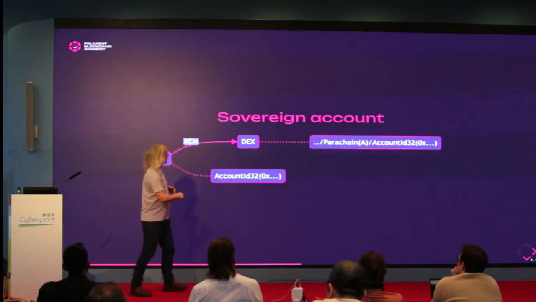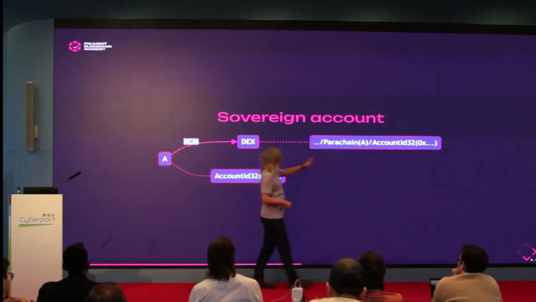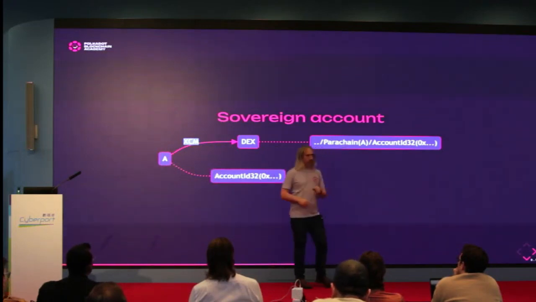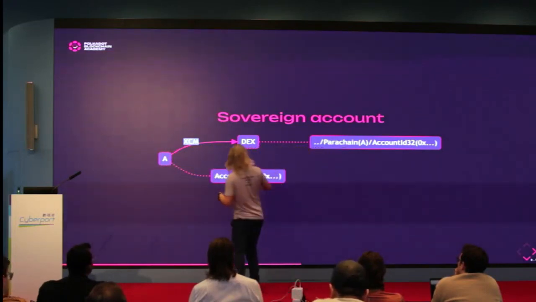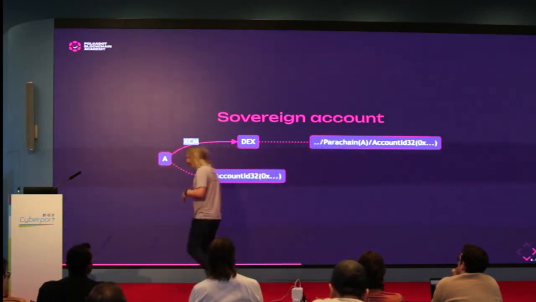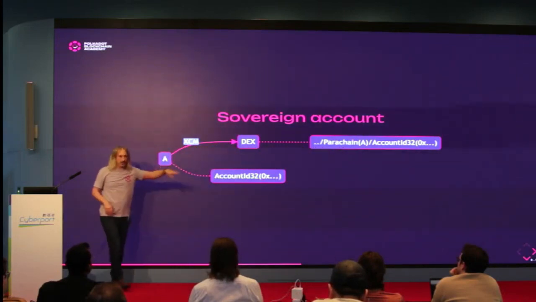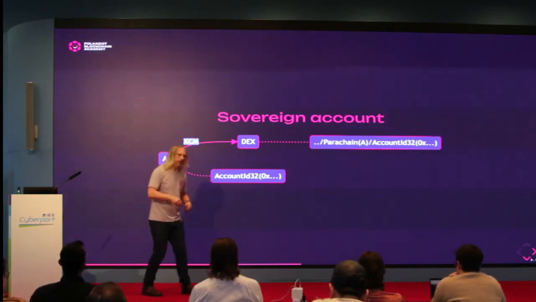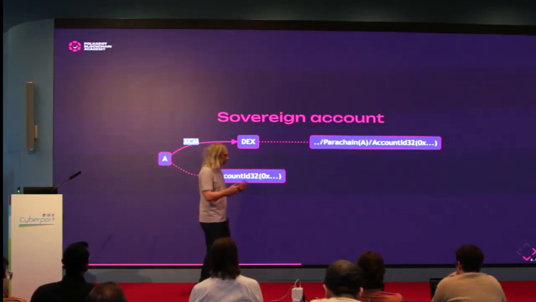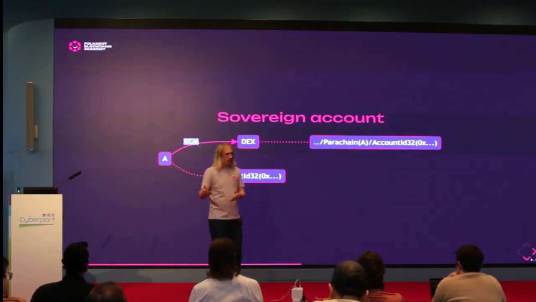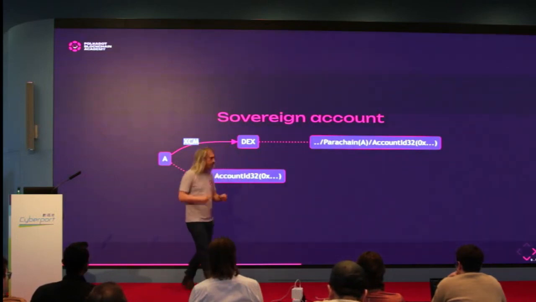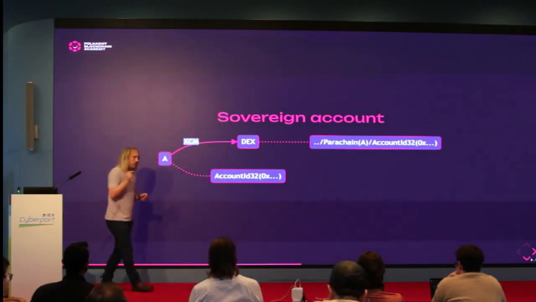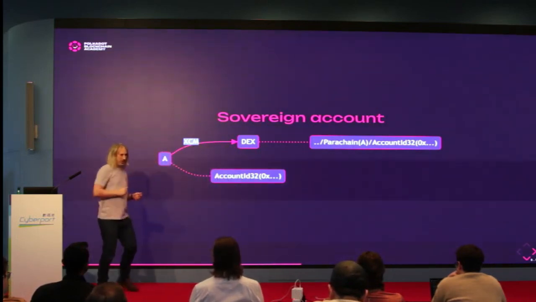Now, we're familiar with the idea of an origin which is your chain. In this case, actually, it's not. Anyway, the chain A, right? We're familiar with this idea because chains are connected with XCMP. And if a message comes from another chain, then it has that origin. But what if it comes from a user on that chain?